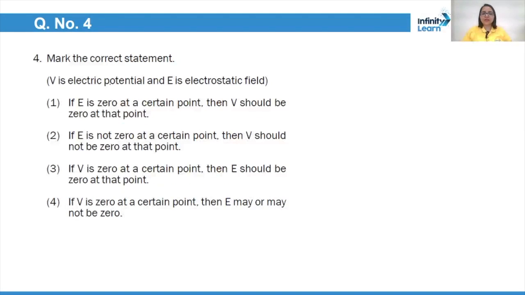Question number 4. Mark the correct statement where V is electric potential and E is electrostatic field. First is, if E is 0 at a certain point, then V should be 0 at that point. It is not necessarily true because E is equal to minus dV upon dx, right? So V can be constant if E is 0. So this is not true. If E is not 0 at a certain point, then V should not be 0 at that point. Again, not true. If V is 0 at a certain point, then E should be 0 at that point. Again, not true. And if V is 0 at a certain point, then E may or may not be 0, right? So this is true. So correct answer is option 4.